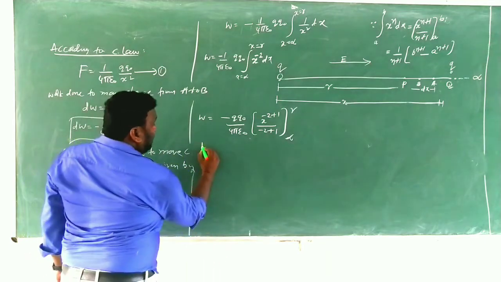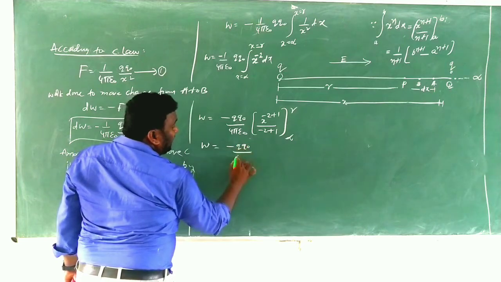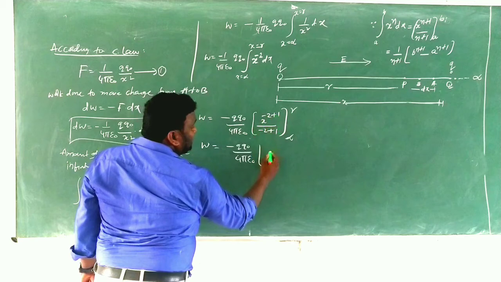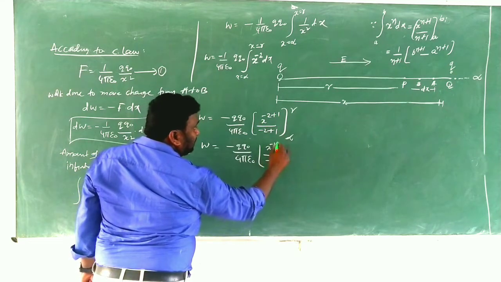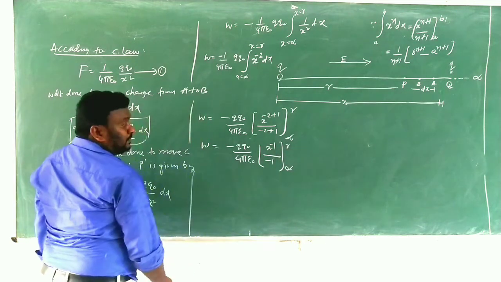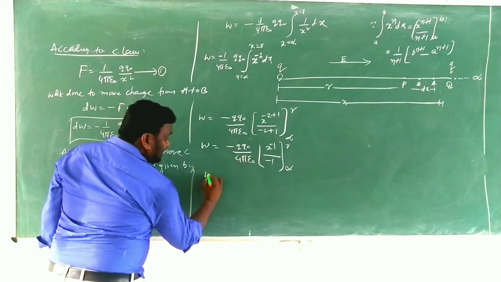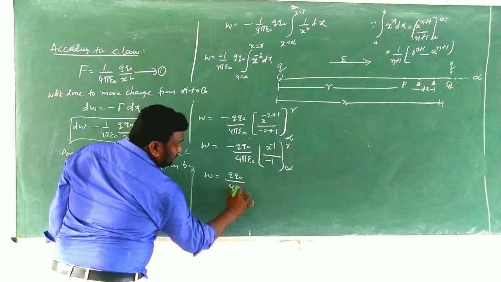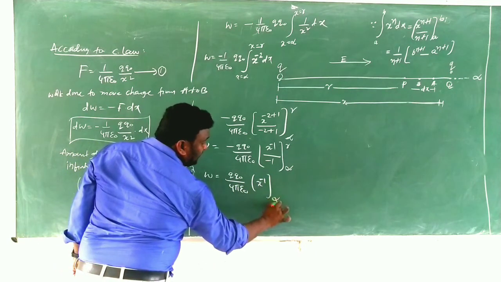Now here W is equal to minus q naught by 4 pi epsilon naught. Here x to the power of minus 2 plus 1 means what? x to the power of minus 1. And minus 2 plus 1 means what? Minus 1. And now limits are infinity and r. Here minus minus gets cancelled. W is equal to q naught by 4 pi epsilon naught, x to the power of minus 1, limits infinity and r.